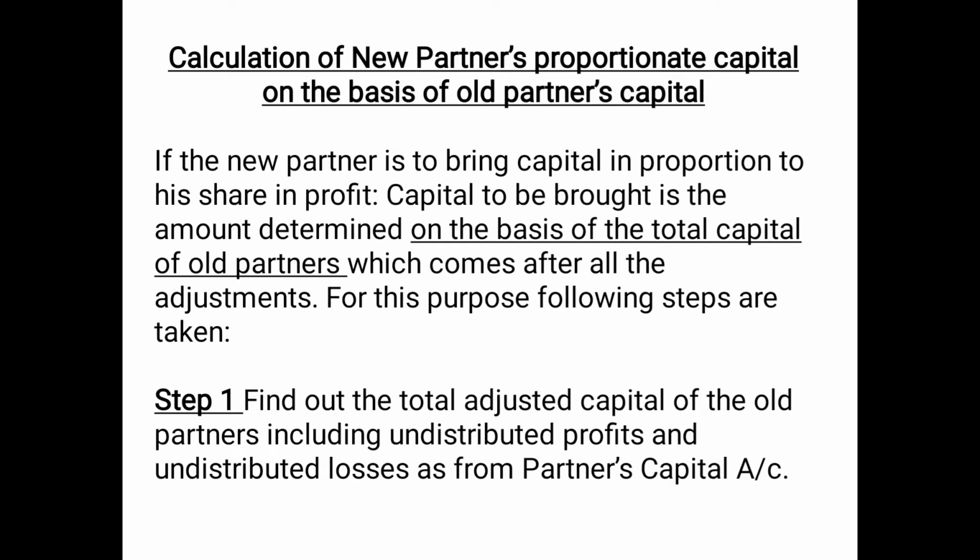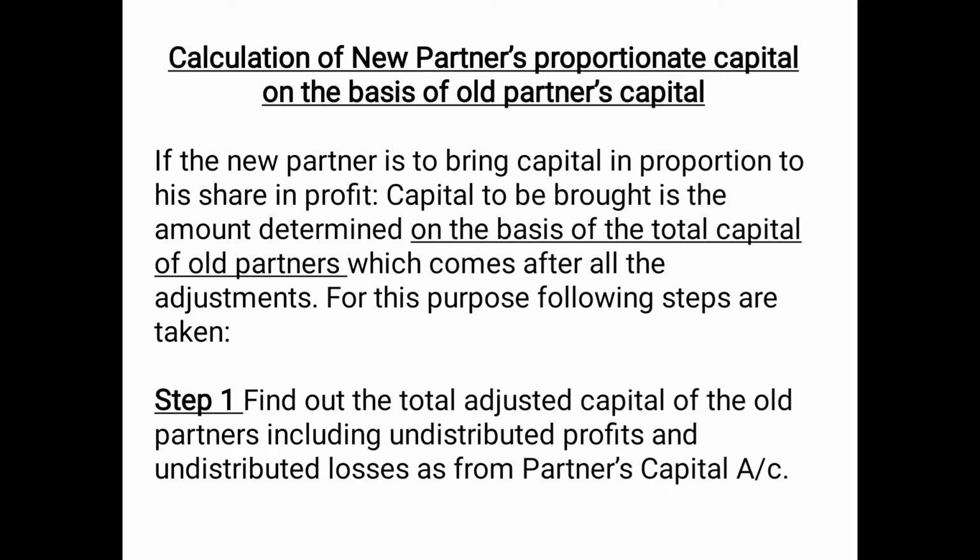If the new partner is to bring capital in proportion to his share in profit, then the capital to be brought is the amount determined on the basis of the total capital of old partners, which comes after all the adjustments. That means the proportionate capital of the new partner will be calculated on the basis of capitals of the old partners after making all the adjustments regarding the revaluation, regarding the goodwill written off, etc. For this purpose, the following steps are taken.